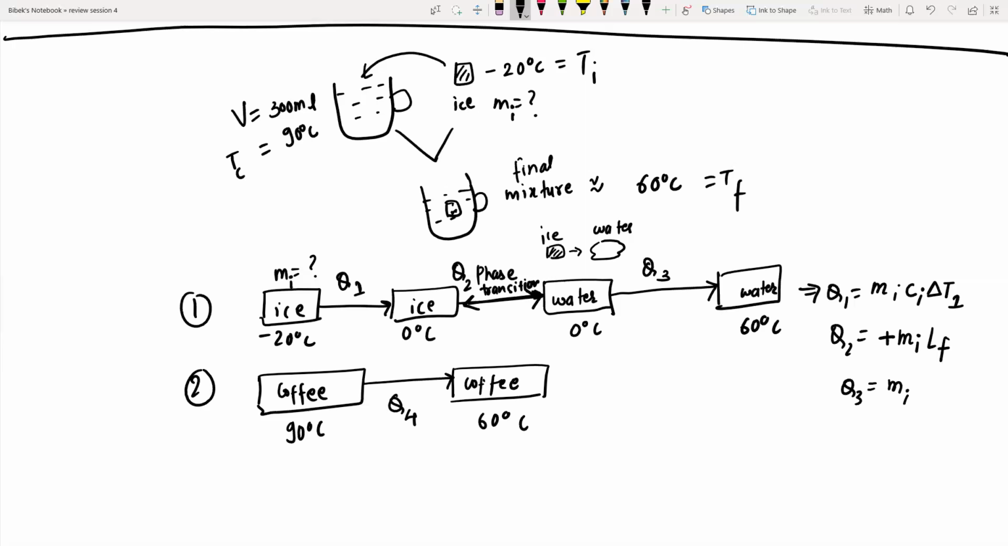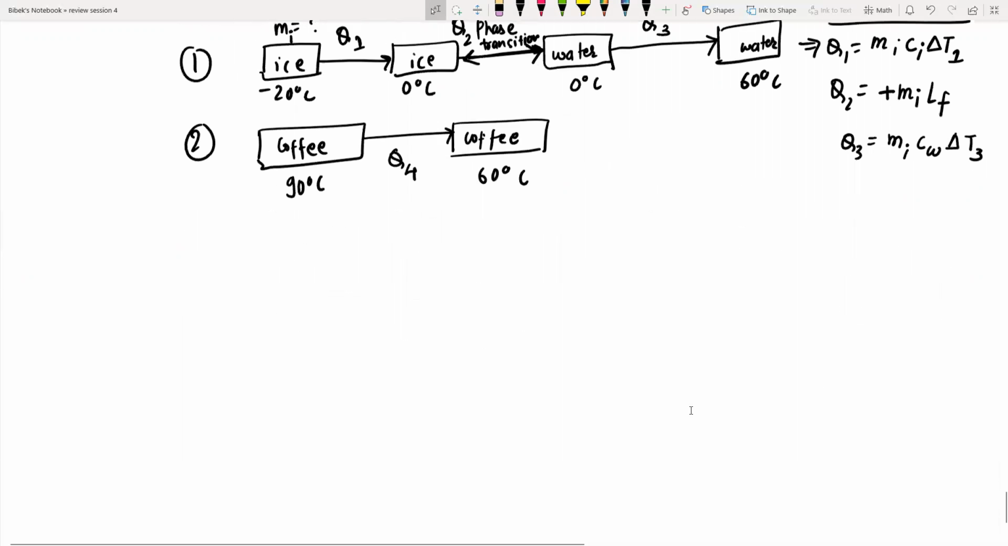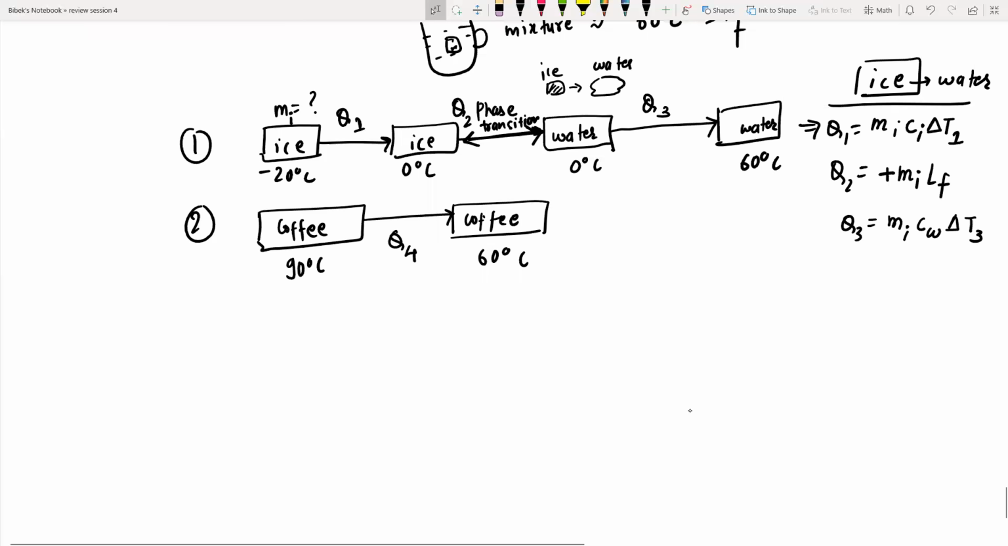But Cw this time because it's water. This phase is water, it's not ice anymore. And your delta T will be delta T3. Let me write that. Okay, that is the temperature difference between 60 and 0 centigrade. This is for the ice. Ice converted into water. Okay? That's one part of the problem. And the other part, so this is heat gained by the ice.